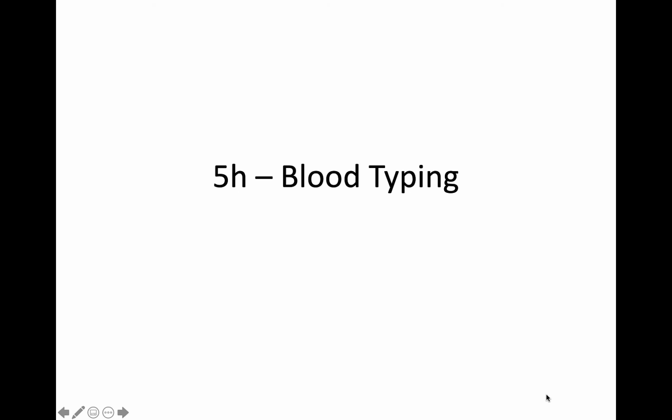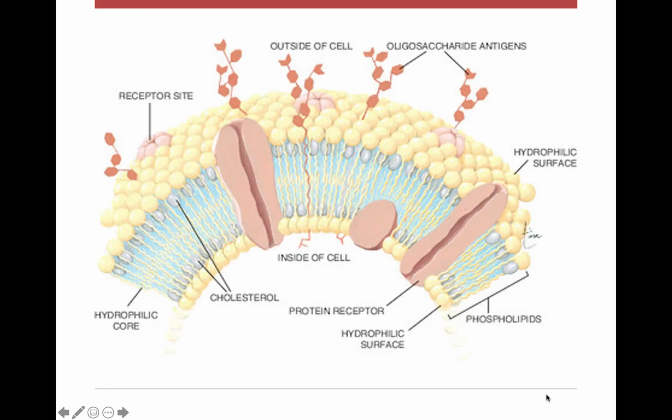5H, blood typing. As you recall from our lesson on the cell and the cell membrane, cells will often have surface proteins or glycoproteins, which are used for communication and identification by the cell. Some of these markers are important as they label your cells as belonging to yourself. This allows your body to recognize foreign cells that may find their way into your body and to destroy them, while leaving yours alone.